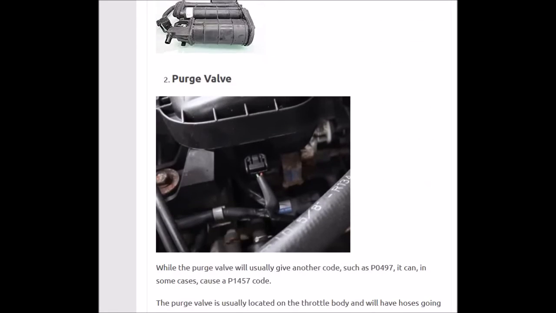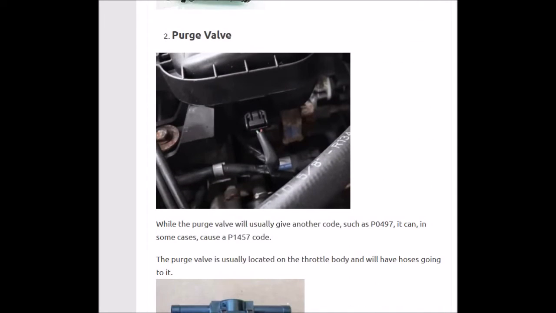And next is the purge valve, which usually will give you another code, but it's related to the evap system, so it can cause that problem. So what is the purge valve? Well, the purge valve turns on and off to let the gas vapors back into the engine to be burned off. And this is what the evap system's for, so that the gas fumes don't vent into the atmosphere and cause pollution, so that they're sent back into the engine to be burnt off.